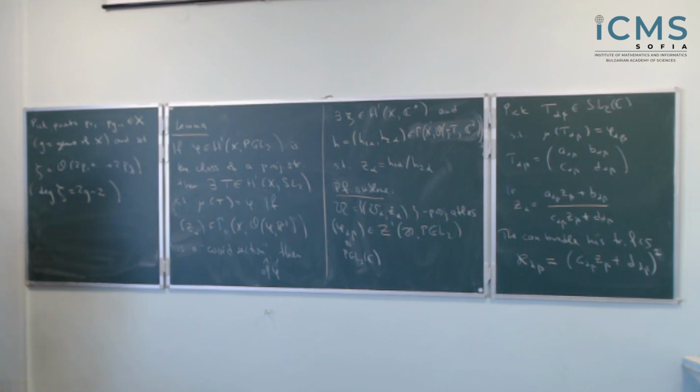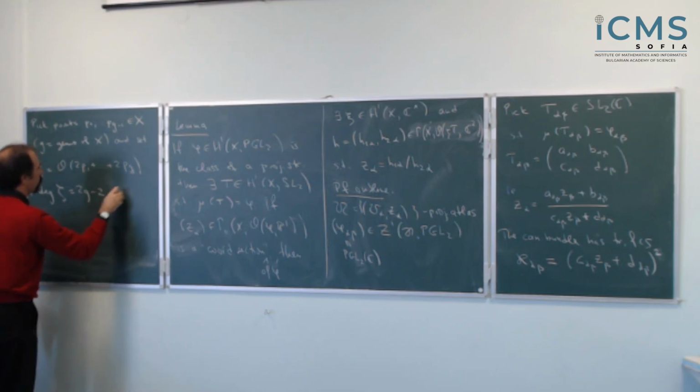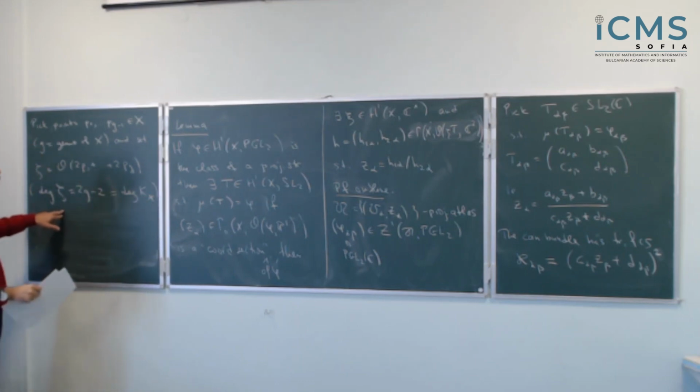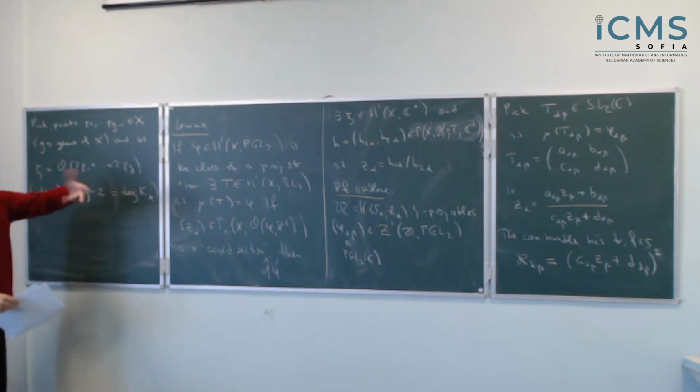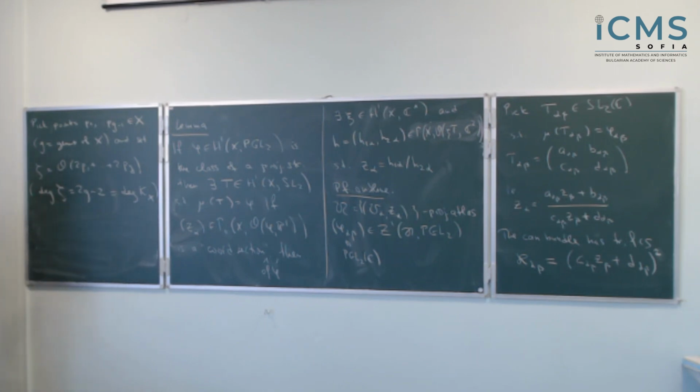So, at the degree of k, this line bundle is going to differ from k by a bundle of degree 0, right? So zeta is the canonical tensor with some line bundle eta, right? Some degree 0 line bundle.